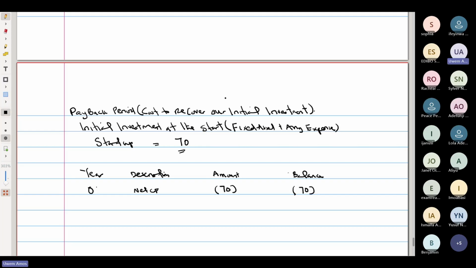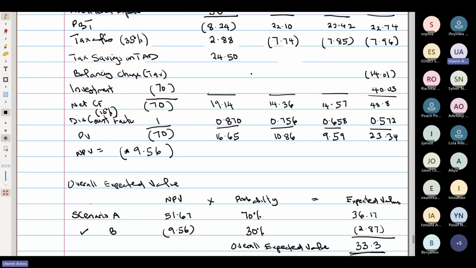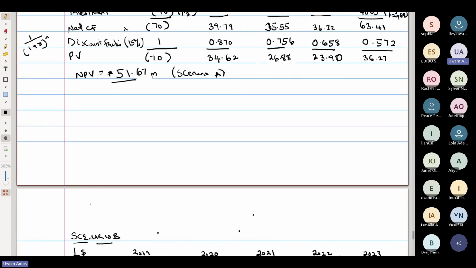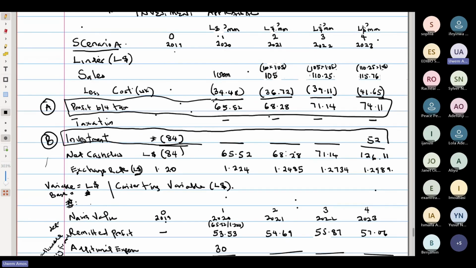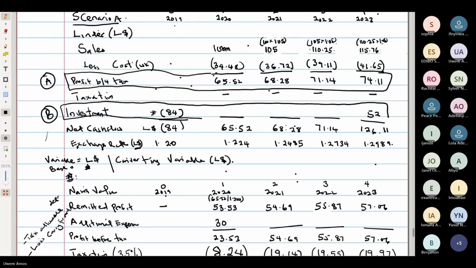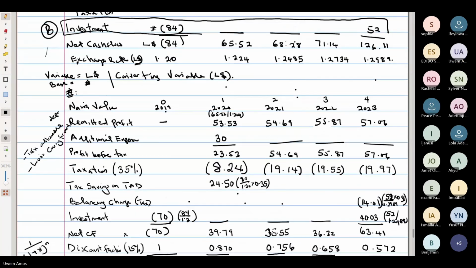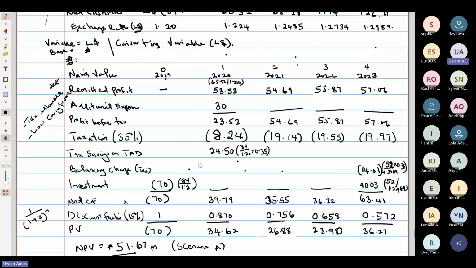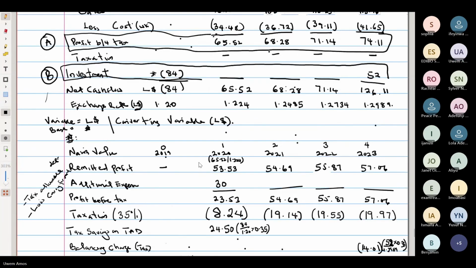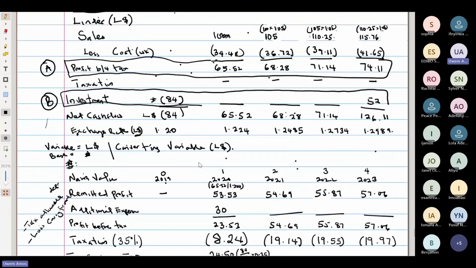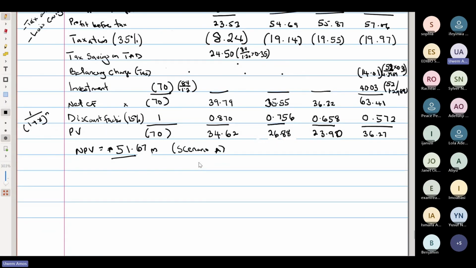In year one, what is our net cash flow? Not discounted cash flow. The question says payback period, so it doesn't tell us to use discounted cash flow. So we're not going to use our discounted cash flow. We're going to use our net cash flow before any form of discounting. So where's our net cash flow? Here's our net cash flow. Are we in scenario A or scenario B? Yeah, this is scenario A. So these are our net cash flows for scenario A before we discount.